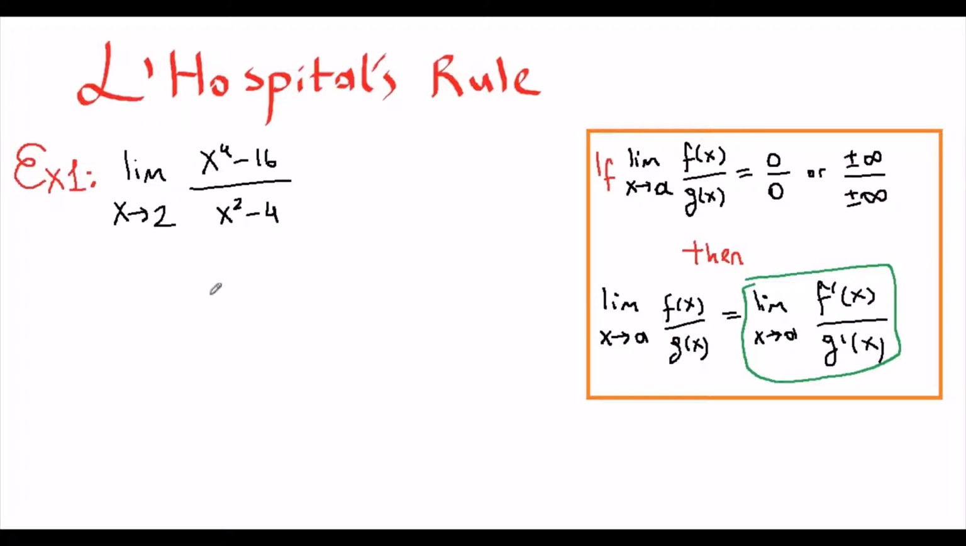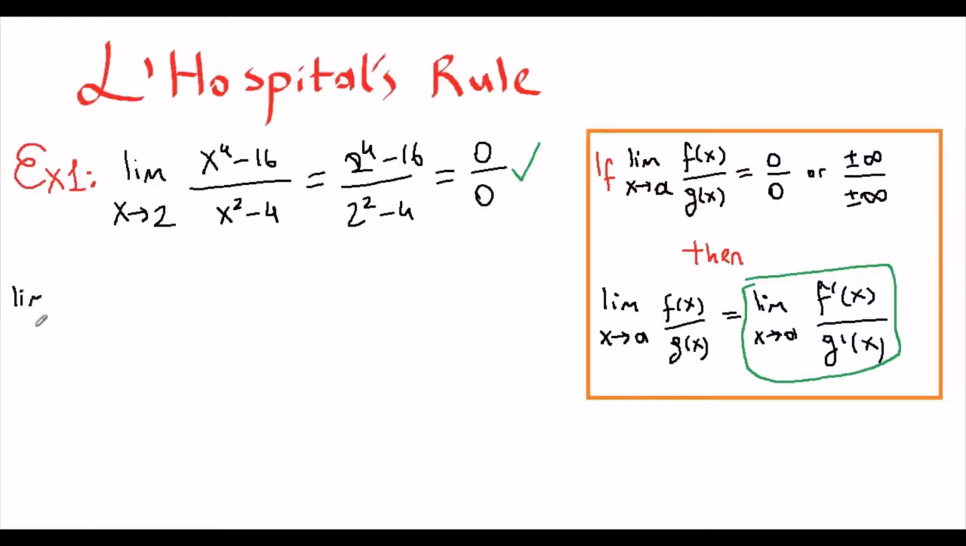Let's see our first example. Limit as x is approaching 2, x to the 4th minus 16 over x squared minus 4. Our first approach is to directly plug in. So we plug in 2 and we get 2 to the 4th power minus 16 over 2 to the 2nd power minus 4. So this is 16 minus 16, which is 0. This is 4 minus 4, which is 0. Because it is 0 over 0 indeterminate form, then we can apply L'Hopital's rule.